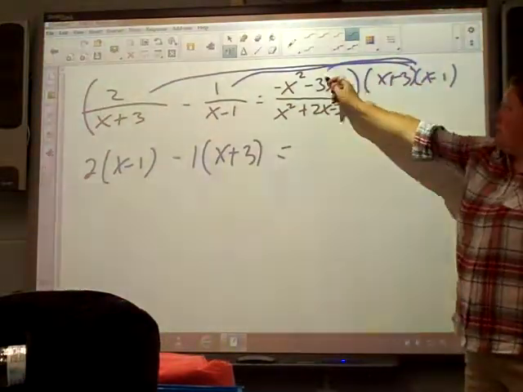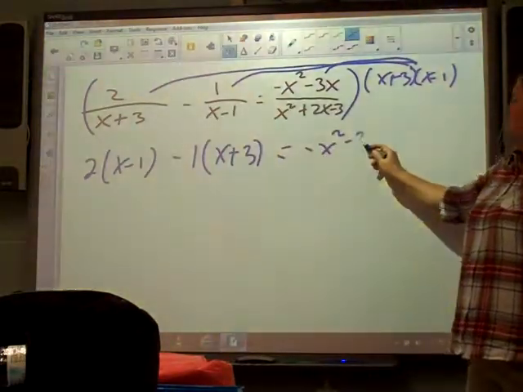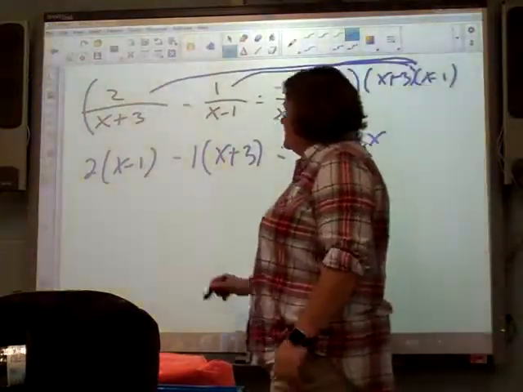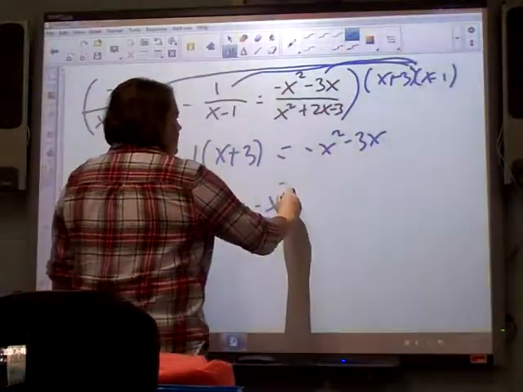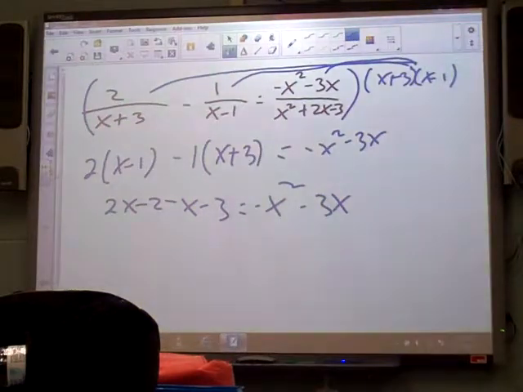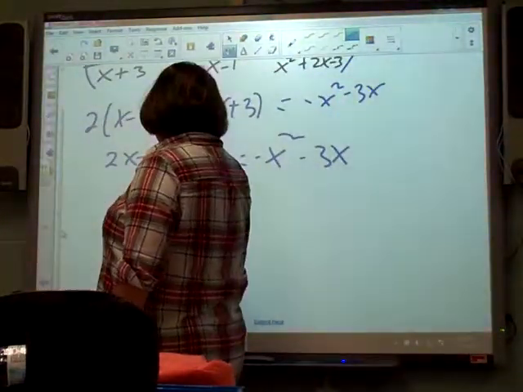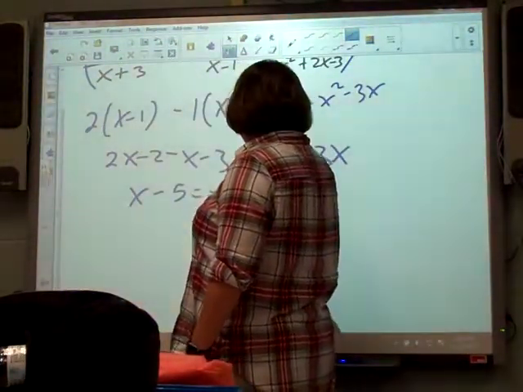What cancels out here on the right side of the equal sign? Very good. So we just have negative x squared minus 3x left. Good job. And it is pretty important. 2x minus 2 minus x minus 3. Just did some distributes in there. Did you catch that? Now go ahead if you haven't already. I know some of y'all are getting ahead of me. Combine some like terms. 2x minus x is x. Negative 2 minus 3 is negative 5.